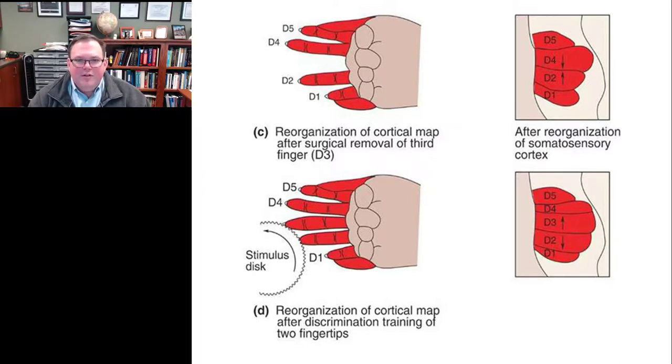The other interesting thing you'll see, though, is overall the hand representation didn't get any larger. It was pretty much the same size as the hand representation as before. It's just that there was now more cortical territory dedicated to processing information from the second and the fourth digit.